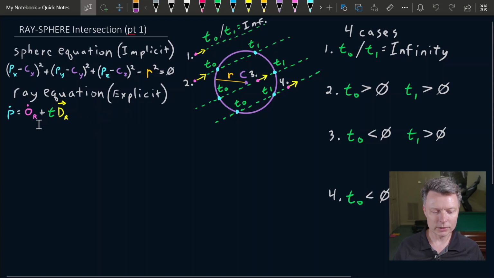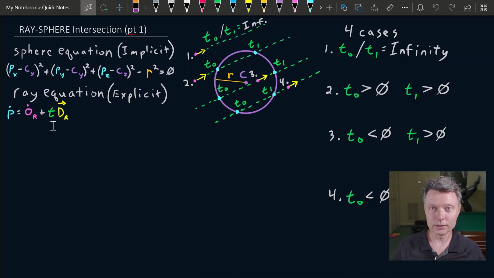Then we have our usual ray equation, which is always explicit. The ray equation says that any point along the ray, which I'll denote P, equals its ray origin plus its direction scaled by a t value. This t is also known as the parameter, so it's a parametric equation. We're actually giving it a parameter and then generating a real point along that ray.